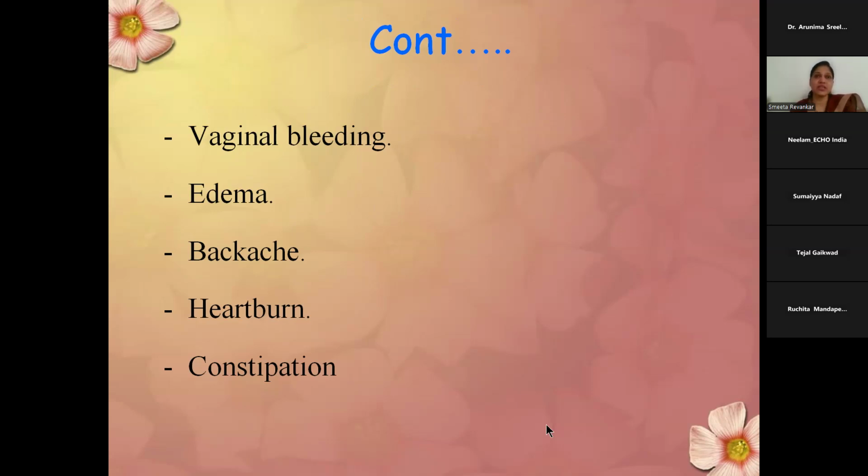Why? Because the esophageal sphincter has been relaxed because of the effect of the hormones, that is progesterone and estrogen. So because of that, the woman may experience heartburn or regurgitation. Constipation is also because of the effect of the hormones.